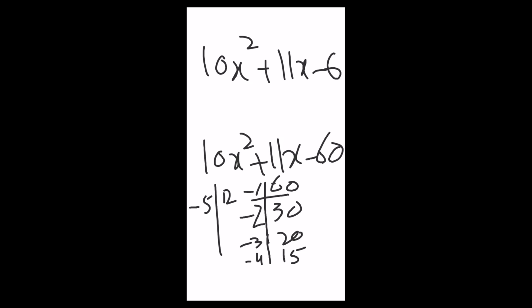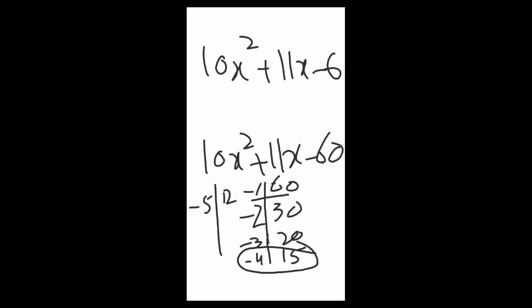So we can easily figure out which pair in these multiples fulfills the requirement of 11x. Obviously, it is 4 and 15, isn't it? If I take away 4 from 15, definitely I would get plus 11x. Got it? So I am just making the factors now.